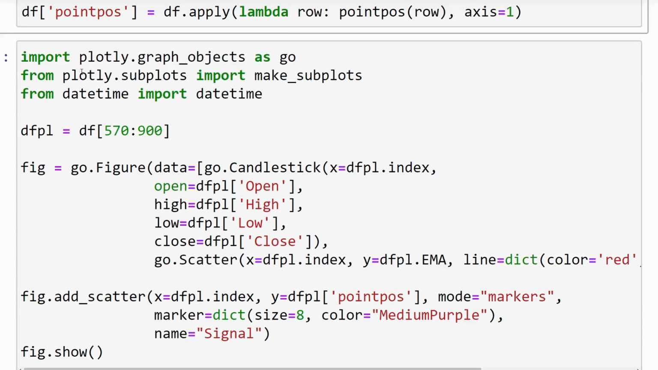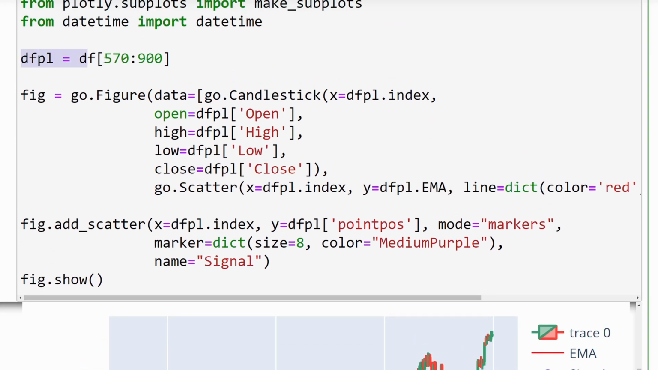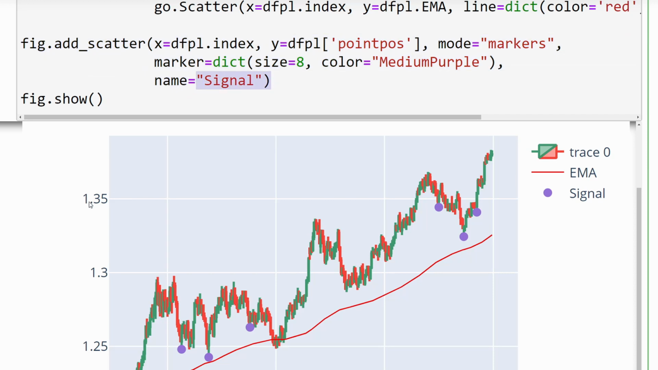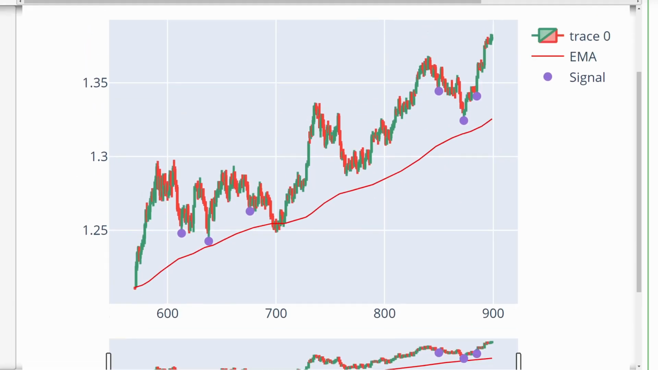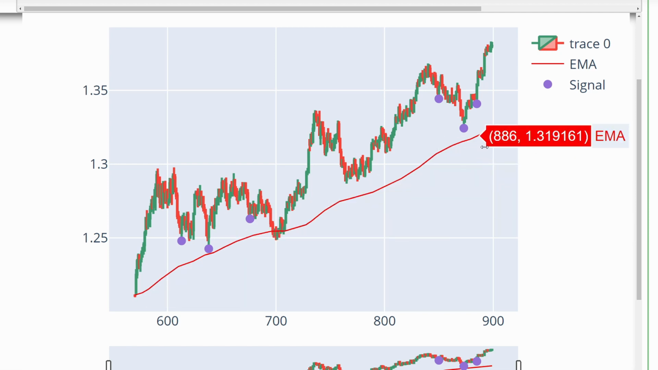To plot, I'm going to use the plotly module, and we're going to choose a slice of our data frame because it would be too cumbersome to plot the whole data frame. We're going to add the EMA that we are using on our chart, and we're going to add the signal point positions. We're going to name these as signal, and this is what is showing here. This is one slice of our data frame. So we have an uptrend that is clear.